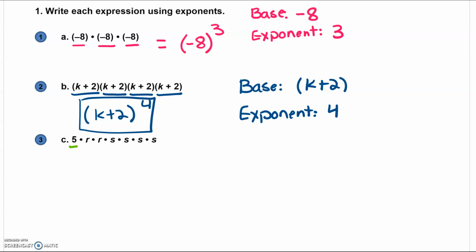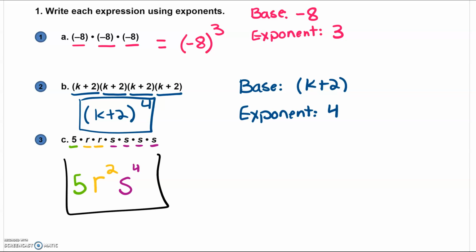Now question number 3, you can see we have multiple things. We have a 5, and then we have 2 r's, and then 1, 2, 3, 4 s's. So we have multiple pieces this time. Each one is going to be its own piece. The 5, there's only one of them, so it's just going to stay 5. Technically, it's 5 to the first power, but you can leave it as just 5. Now the r's, there's 2 of them, so we write r as our base, squared, or to the second power, and then there's 4 of our s's, so we write s to the fourth power. And that would be our final answer.